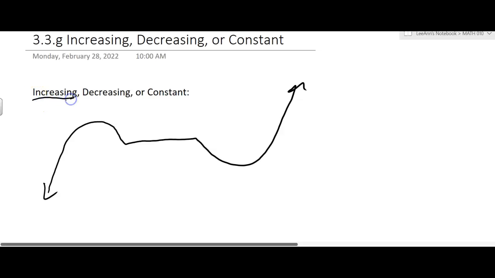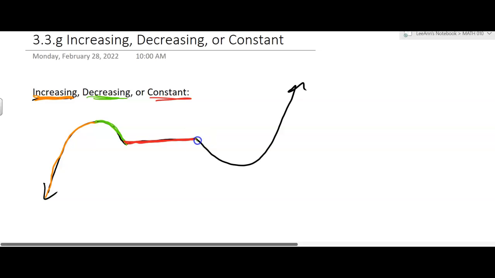So there are places where the graph is increasing. That's when we're going up. It's increasing up to about there. And then there are places where it's decreasing, so it's coming down, like there. Then we could have places where it's constant, where it's not going up or down, it's just like the constant function, just straight across.